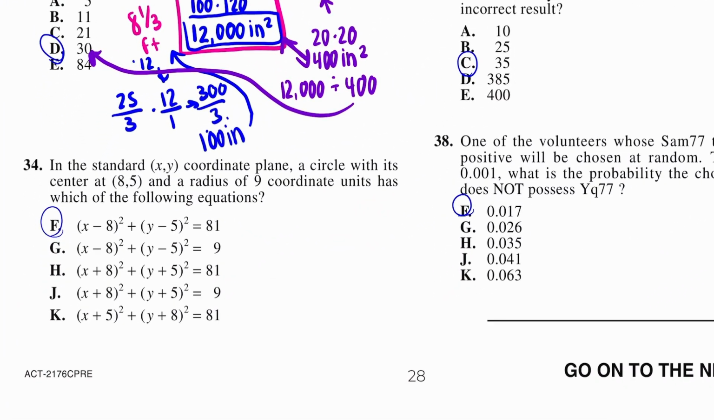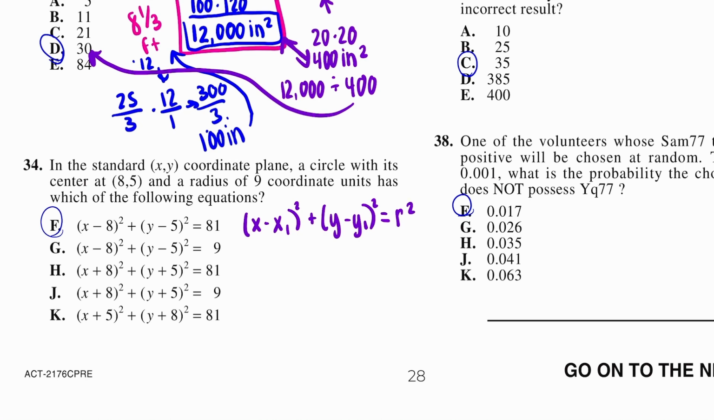34. In the standard XY coordinate plane, a circle with its center at 8, 5 and a radius of 9 coordinate units has which of the following equations? So your equation of a circle is just (x minus x1) squared plus (y minus y1) squared equals radius squared.